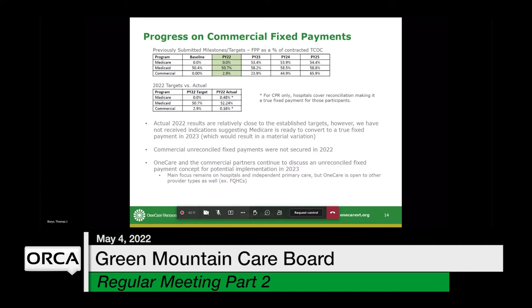Other thing I'd like to note, looking ahead a little bit, is that you'll note in the very top table that we anticipated a significant jump in the Medicare fixed payment percentage from zero up to 53.4. This was based on our hope and target to have an unreconciled fixed payment with Medicare in 2023. At this point in time, we just haven't received signals, indications, or frankly, a lot of hope that suggests that Medicare is ready to convert to a true fixed payment. So if I'm doing this exact same slide next year, at this point, I'd be predicting that there will be a variance in that particular area.